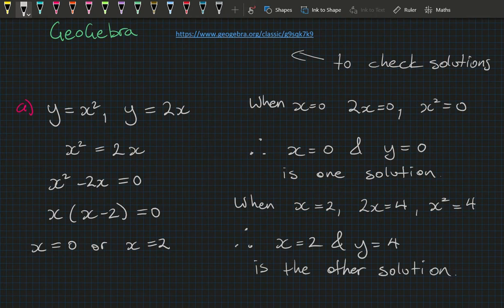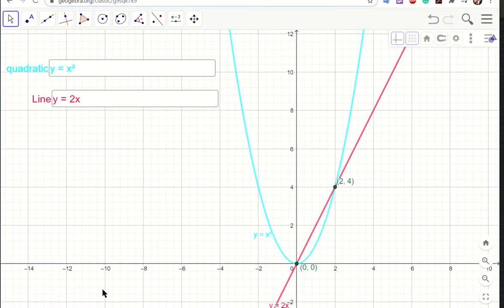So let's pop over and see that in GeoGebra. Okay, so you can see our applet for these simultaneous equations. I use that box where the blue writing is for my quadratic and the red one for my line. And sure enough, we see x equals 0 and y equals 0, and x equals 2 and y equals 4 as our two intersections. Alright, let's go back to OneNote.